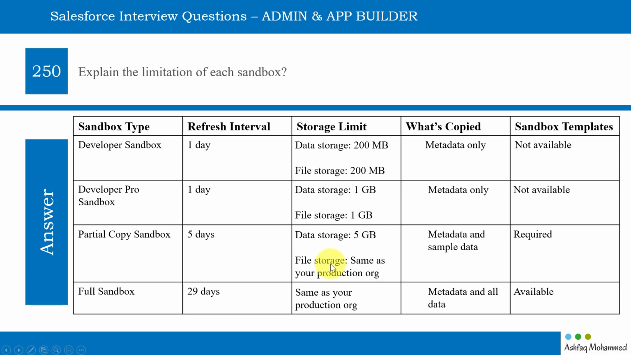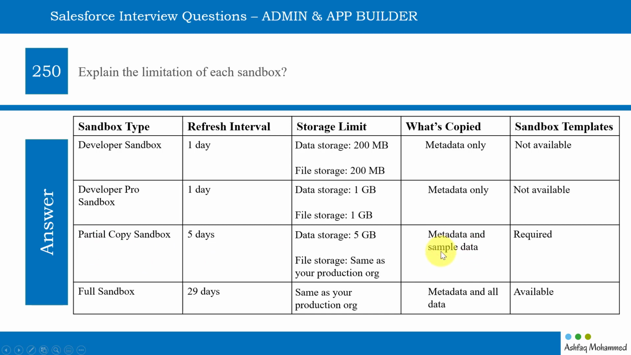Whatever file storage there is for your production, the same will come in the partial copy sandbox. Okay, and then what is copied? Metadata is copied, obviously, but apart from metadata we can copy partial data. That is the reason its name is partial copy.